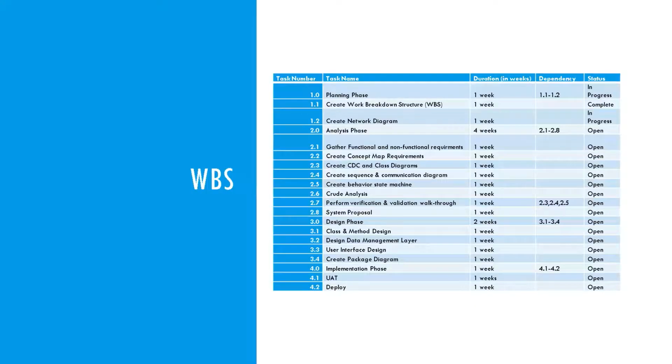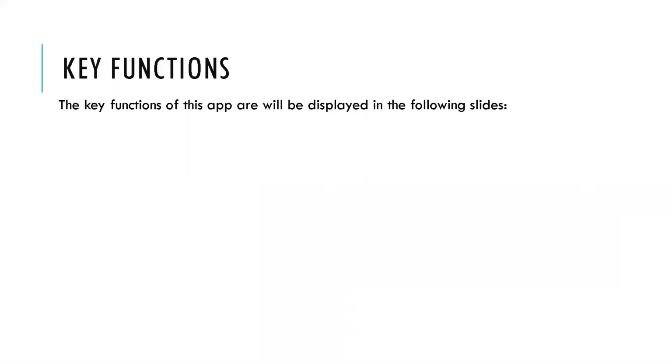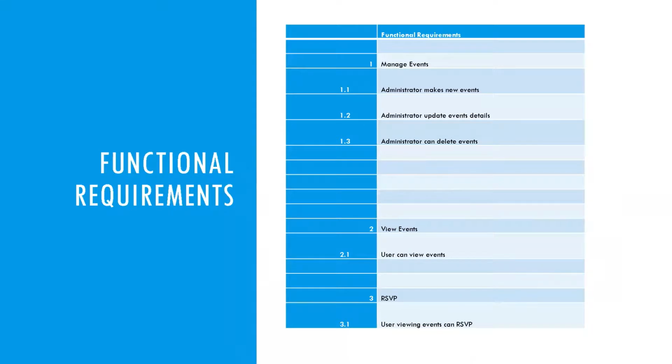All right, so here's everything that needs to happen via work breakdown structure. So we have the analysis phase, and then as you can see, there's a design phase in there, starting at 3. And then we'll get into the implementation and deploying, which should all take a total of 6 weeks is my estimate. All right, so what are the key functions of the app? So I'll display those in the following slides. The functional requirements are to manage events. Administrator can make events, update events, and delete, whereas the user can view events and RSVP.